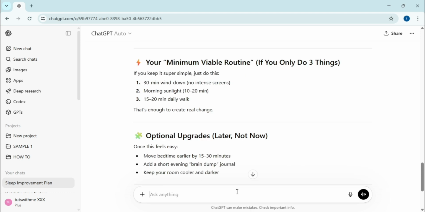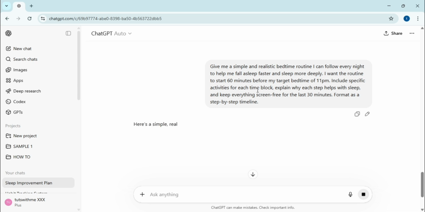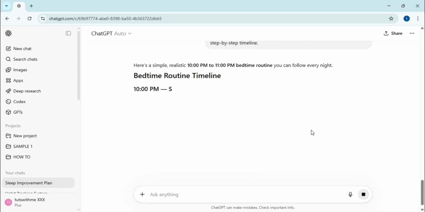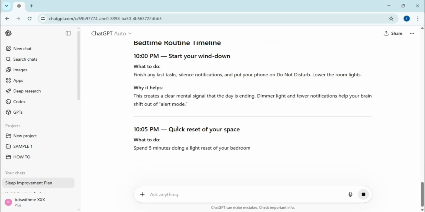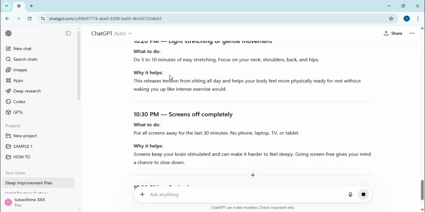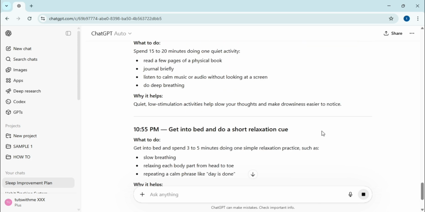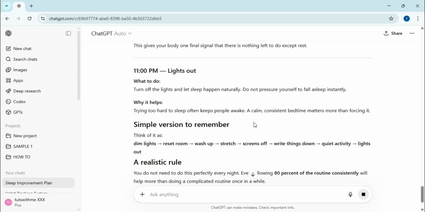Next, I request a specific timeline that begins 60 minutes before my target bedtime of 11 p.m. ChatGPT generates a step-by-step routine including a quick room reset, light stretching, and turning off all screens 30 minutes before bed. This structured countdown helps reduce mental clutter and physical tension, making it much easier to transition into a deep sleep.